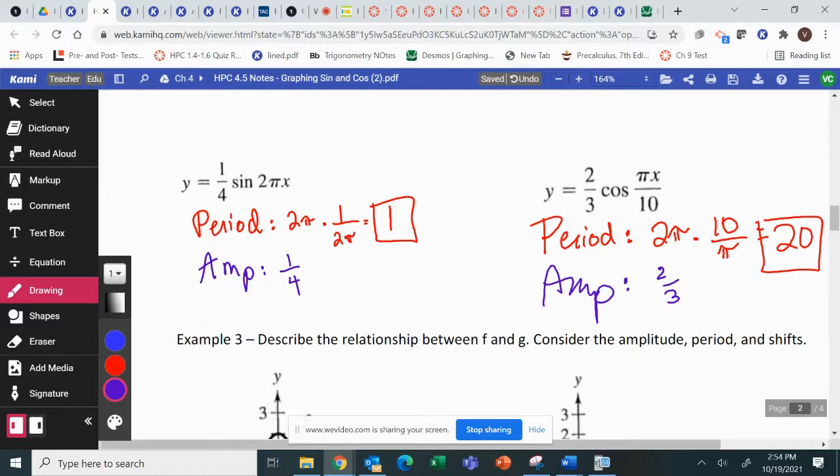So we should get the first period 1, amplitude 1/4. Second one, period is 20, amplitude is 2/3. Questions?